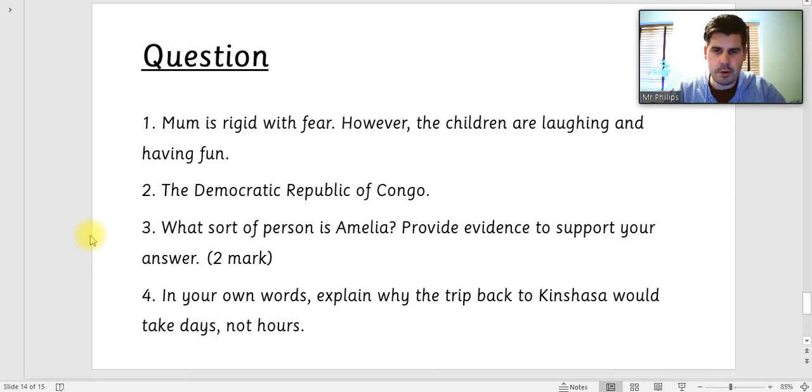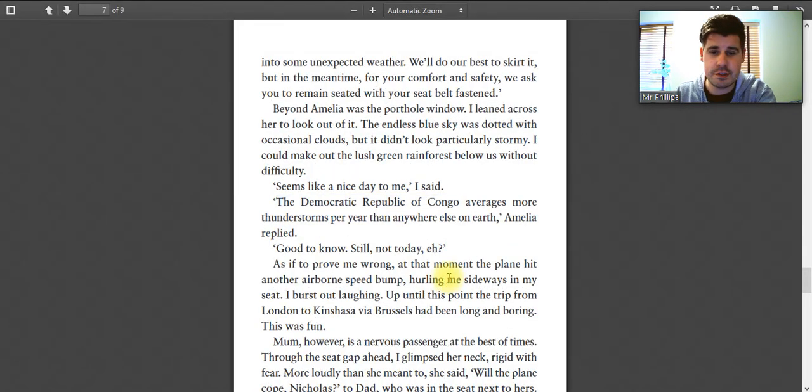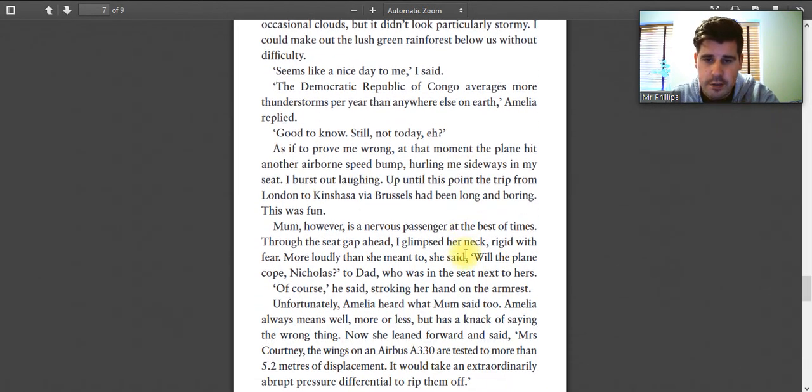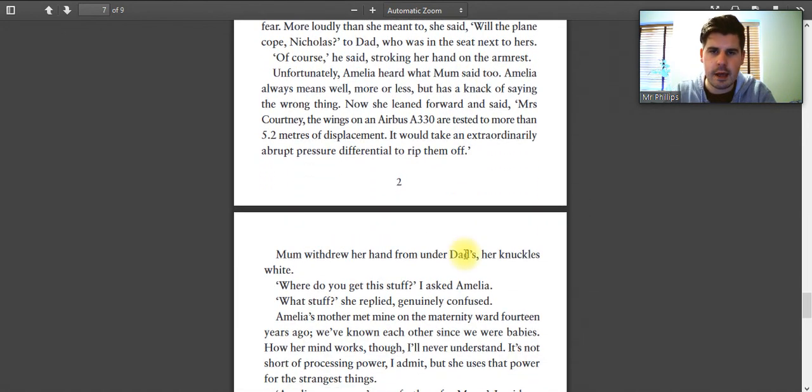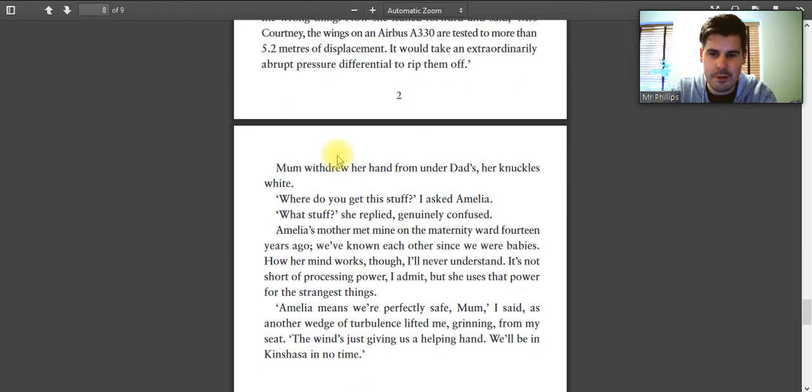Next one, what sort of person is Amelie? Provide evidence to support your answer. So, need adjectives to describe her and some evidence. Like I said before, it's probably easier to find the evidence first. So, there's a whole chunk down here where it was talking about her. Here it is, isn't it? It's here where she kind of says something that's not really appropriate for the moment.